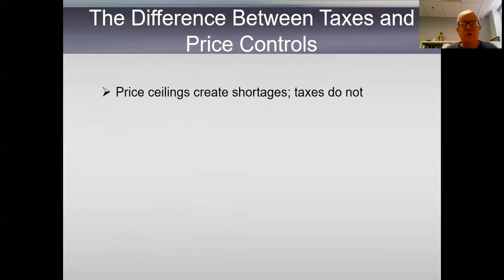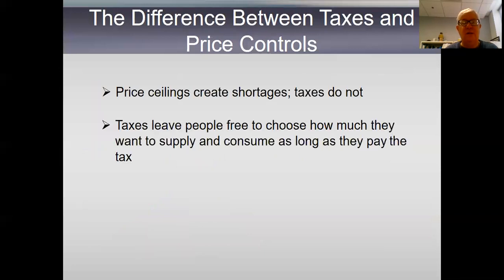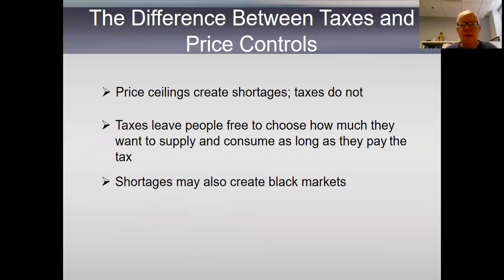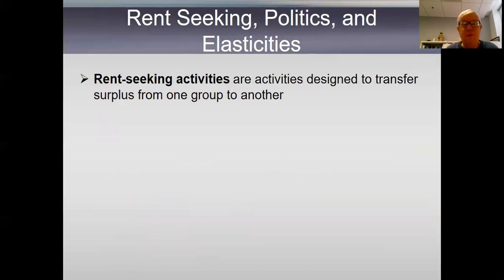So the differences between the taxes and these price controls: price ceilings will create a shortage. However, taxes do not. Taxes leave people free to choose how much they want to supply and consume as long as they pay the tax. But shortages may also create black markets.